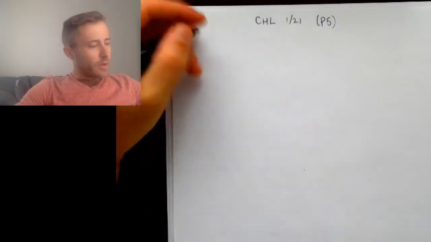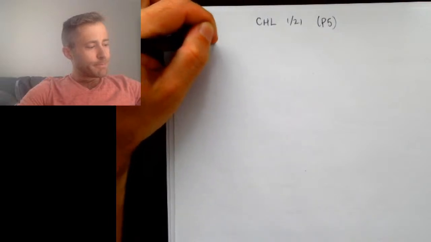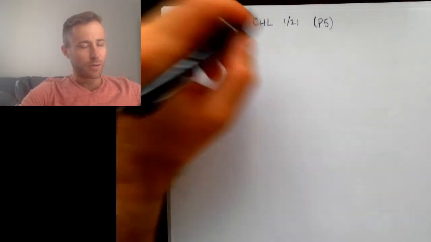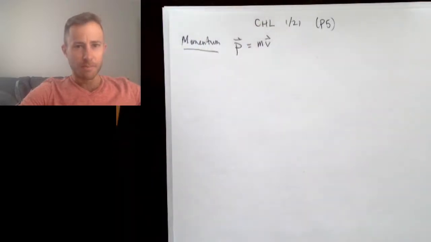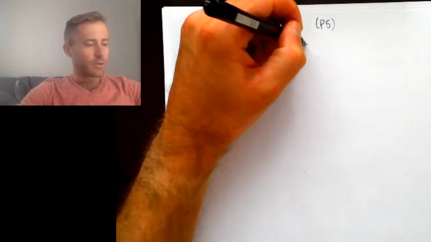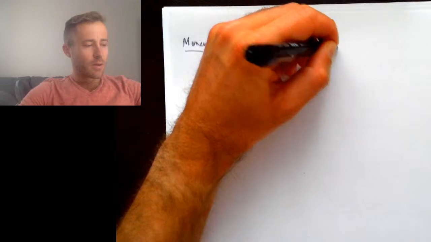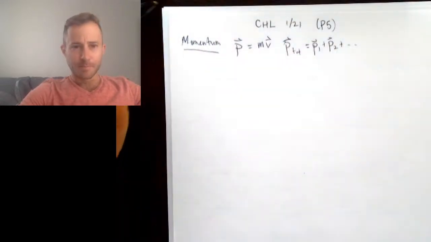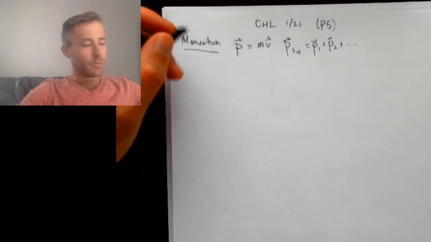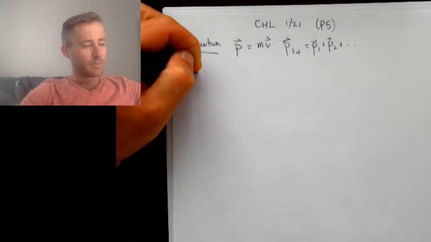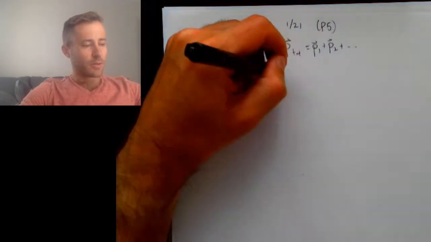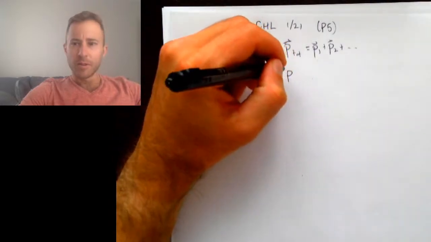So, first thing I wanted to talk about today is momentum. Momentum is a vector, and it is the scalar multiplication of the mass with the velocity vector. Your total momentum is going to be the vector sum of the individual momenta. The reason that momentum is important is that in a collision, the total initial momentum is going to be equal to the total final momentum.